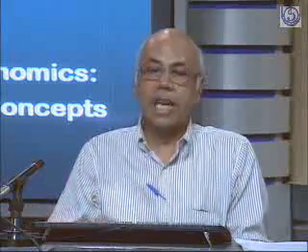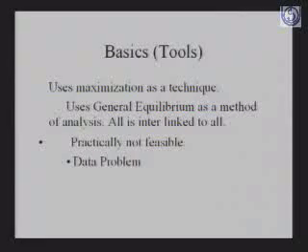Now, if we see the next slide, basically we have to have certain tools. What are the tools that we'll be using in this area of public economics? Very importantly, maximization is a theory from mathematics that is used in this area. The second very important concept used in public economics is the tool of general equilibrium, because everything in society and economics is interlinked to everything else.